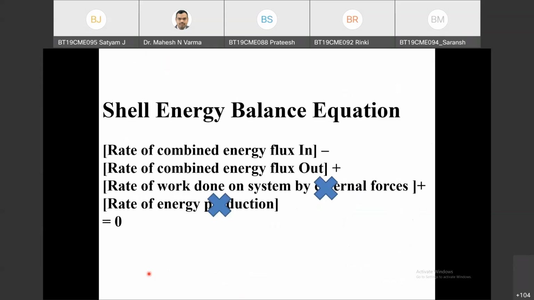Okay, so as I told, whenever there is a movement of molecules or convection, instead of using conduction, convection and work flux, we'll be using the combined energy flux. So rate of combined energy flux in minus rate of combined energy flux out will be equal to 0, because there is no heating, there is no chemical reaction, energy is not produced, and external forces are not there. Just this balance of combined energy flux.